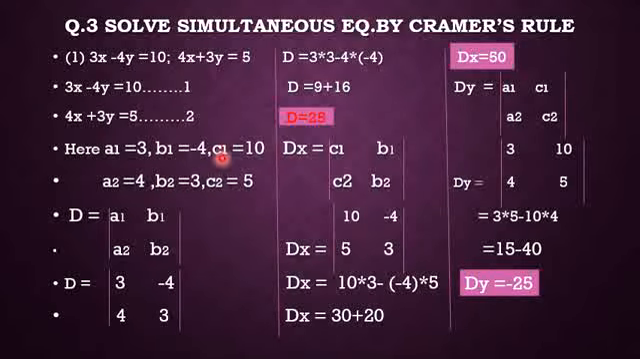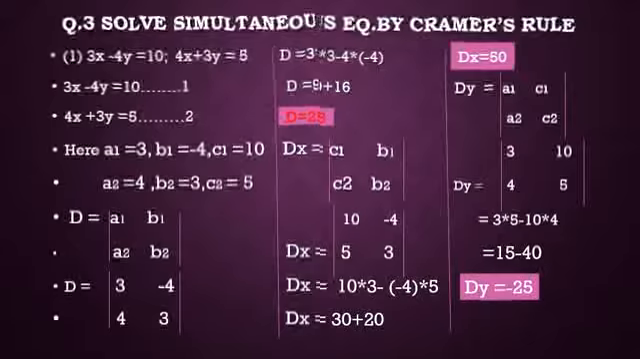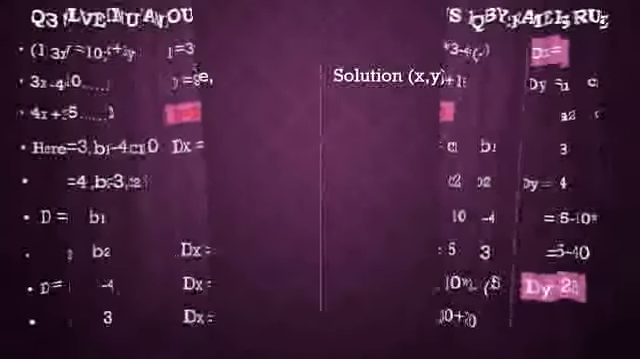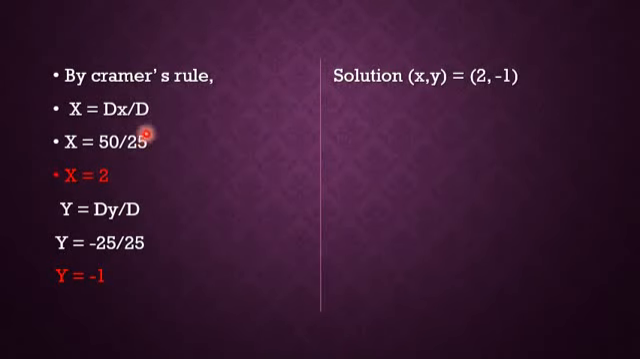We found the values of dx, dy and d. Then by Cramer's rule we can find the value of x. x is equal to dx upon d, that is 50 divided by 25. 25 ones are 25, 25 twos are 50. x is equal to 2.